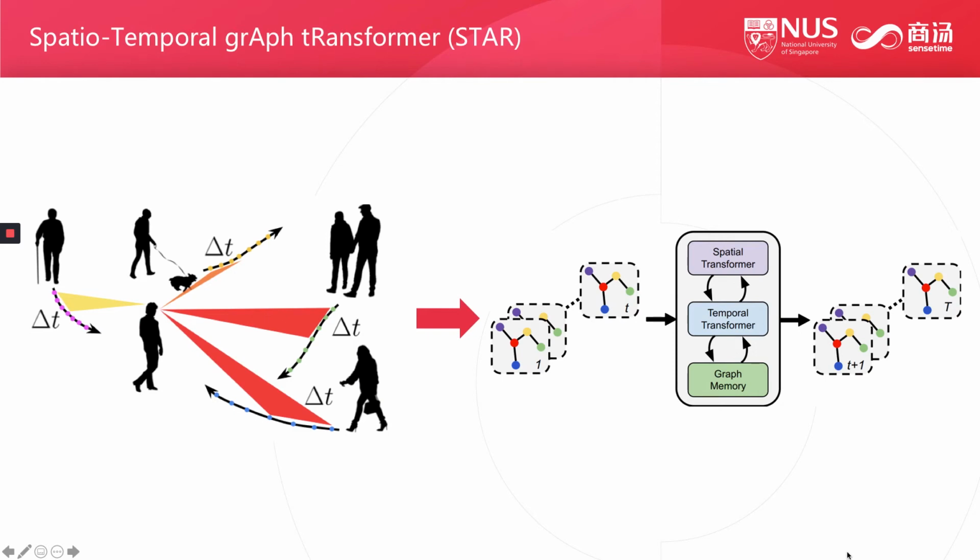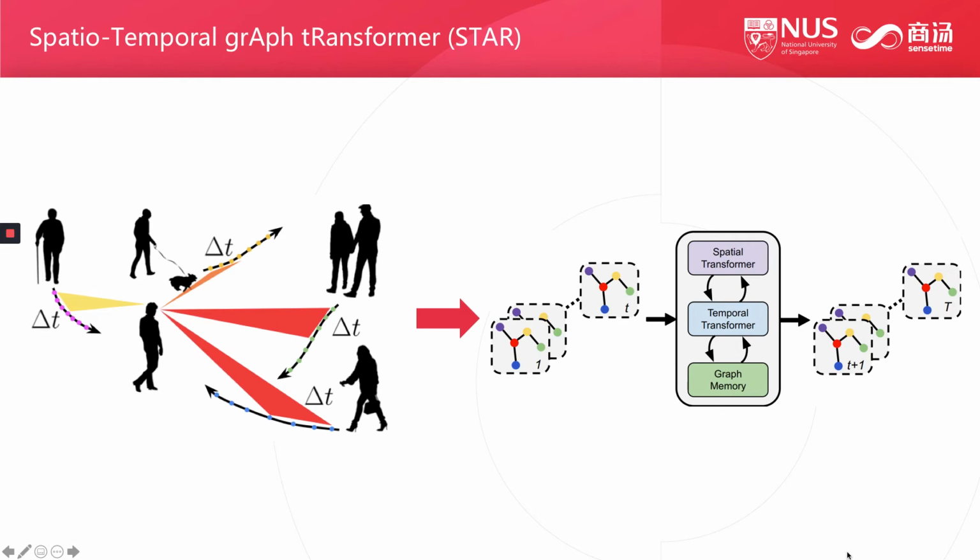In this work, we introduced the STAR framework, which stands for Spatial Temporal Graph Transformers. STAR separates the spatial modeling and temporal modeling into two different modules. For temporal modeling, we treat each pedestrian separately, and we use a standard transformer to capture the temporal dependencies between them. This is better compared to the RNNs because the temporal modeling ability of the transformers is significantly better than the RNNs.